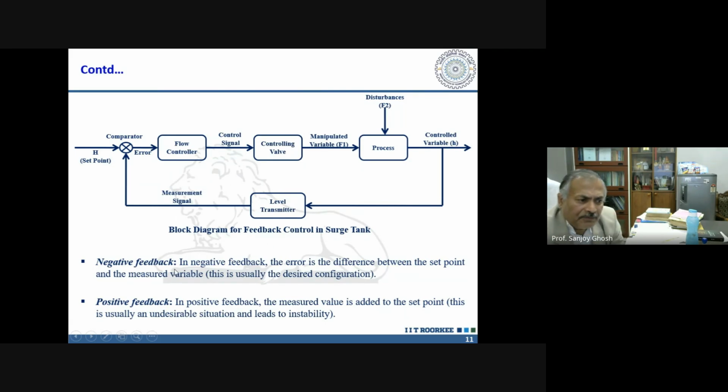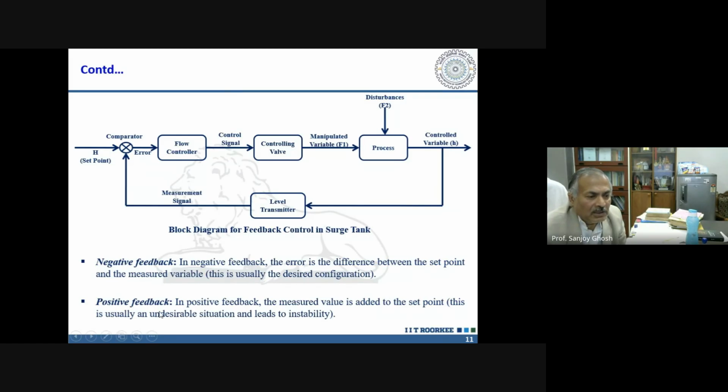So this is negative feedback and positive feedback. In negative feedback, the error is the difference between the set point and the measured value. That's why I said the set point is positive and the measured value, whatever is coming from the level transmitter and all this, is negative. So this is plus and this is minus. That's negative feedback, with the set point and the measured value, and this is usually the desired configuration.